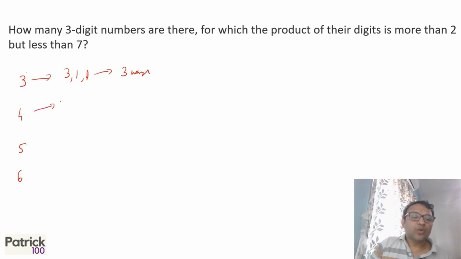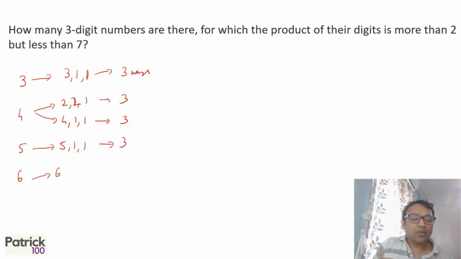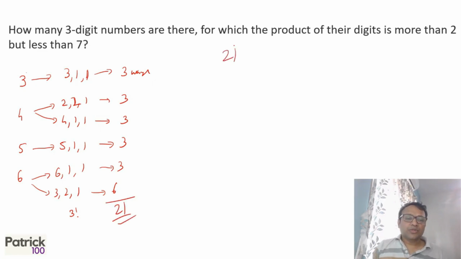If I take 4, the digits can be 2, 2, 1 or 4, 1, 1. Again here 1 can be either first, second or third, 3 ways. 4 can be first, second or third, 3 ways. 5 can again be arranged in 5, 1, 1, 3 ways. 6 can be arranged as 6, 1, 1 or 3, 2, 1. This is 3 ways, this is 6 ways, 3 factorial, since 3 numbers can be arranged in 3 factorial ways. So the total is 21 ways. That is the answer, 21. Just be systematic in representing the numbers, and you should be able to get the answer quickly.